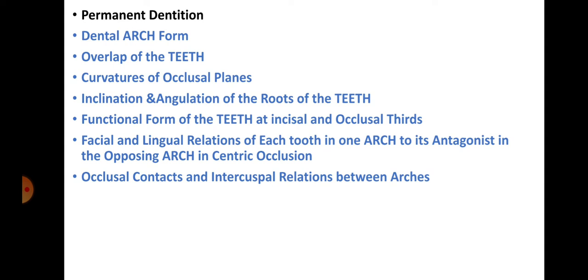Inclination and angulation of the roots of the teeth. The relationship of the axis of the maxillary and mandibular teeth to each other varies with each tooth group, that is, incisors, canines, premolars, and molars, as illustrated in figure 16.19. Knowing about the relative root angles has several uses.